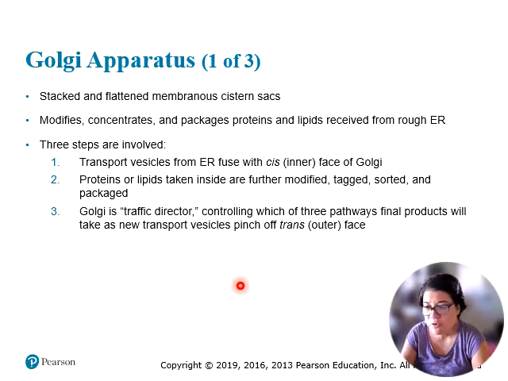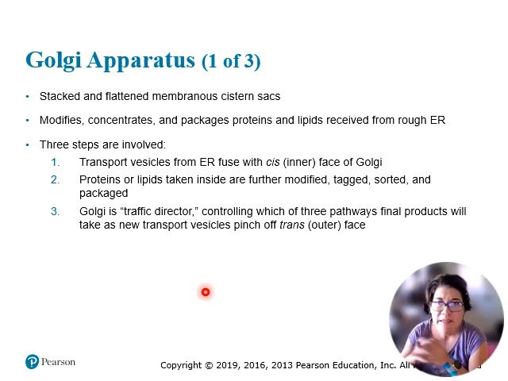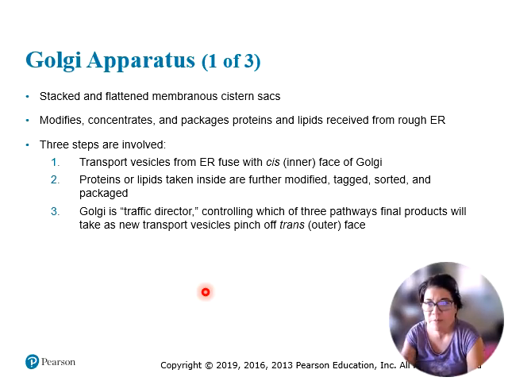Okay, then the Golgi. I think of it as like the UPS store of the cell. So the Golgi is going to take proteins that the ribosomes made, and it's going to modify them and package them. And it can transport them out of the cell. It can use them within the cell. It can put them in the membrane.